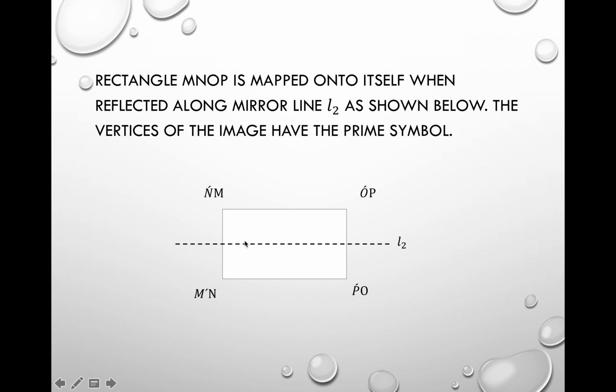So if I fold this rectangle down this dotted line, this M is now down here where the N is at. That's the reason why it has the little prime symbol. This N now switches with the M, so that's why it's N with the little prime symbol. P goes down here with O, so prime symbol, and O goes with P, again, prime symbol.